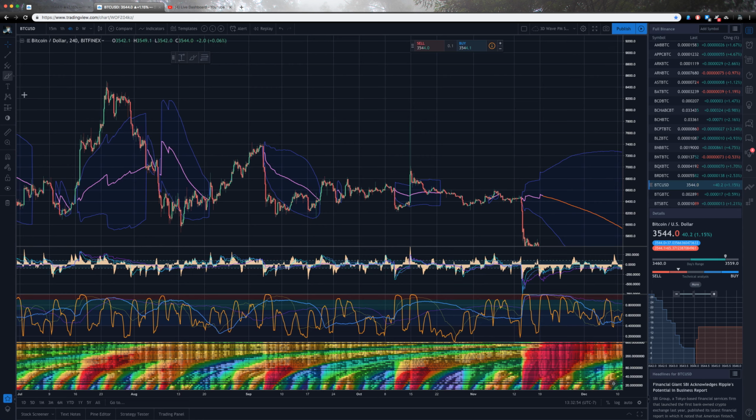One moment. Let me just draw a few arrows here to show off the mean reversions. 1, 2, 3, 4, 5, 6, 7, and there's one here too. 8.